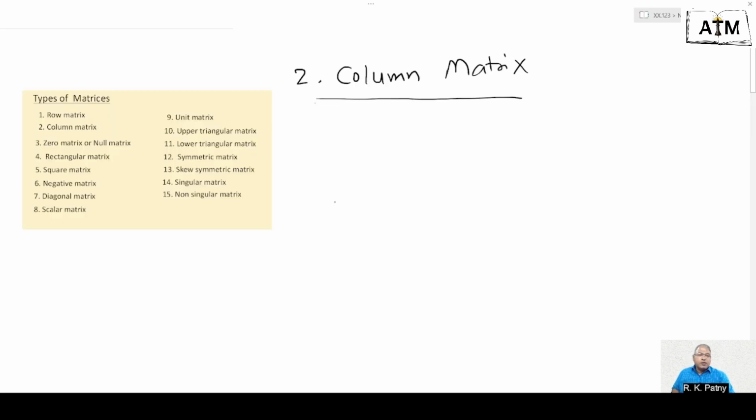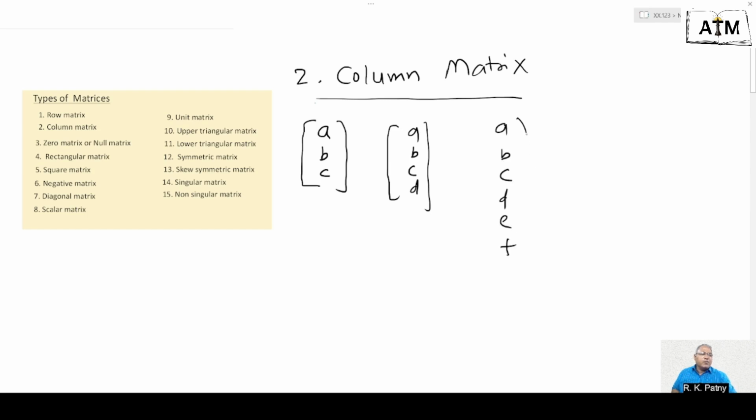Now, second one is a column matrix. Column means having only one column. So A, B, C having a single column. A, B, C, D, single column. A, B, C, D, E, F, any number of elements but single column. So when a matrix having only one column, then it is called as a column matrix. So A, B, C is a column matrix.